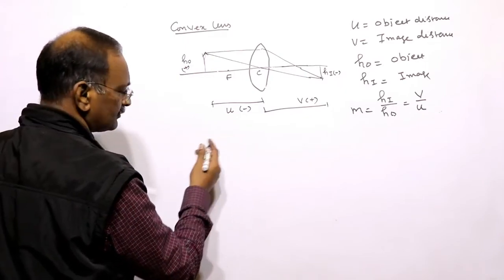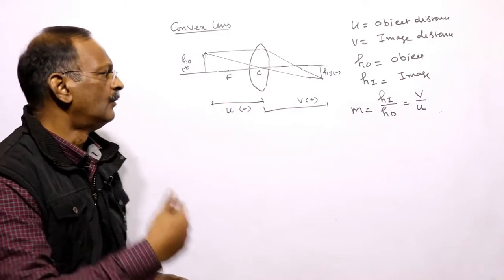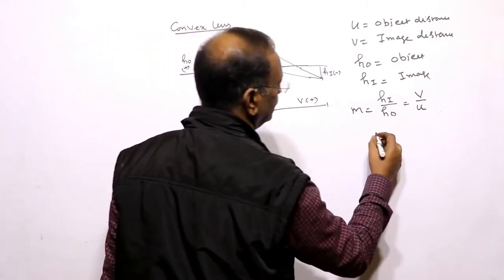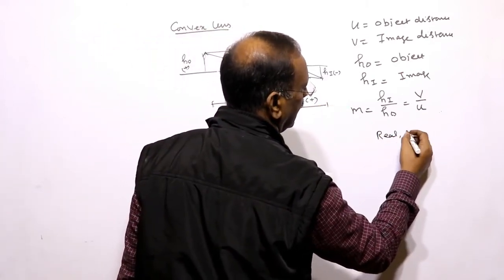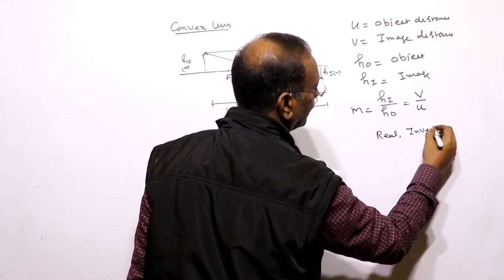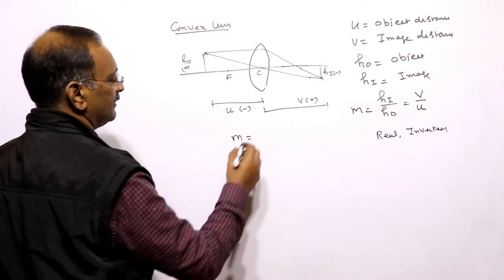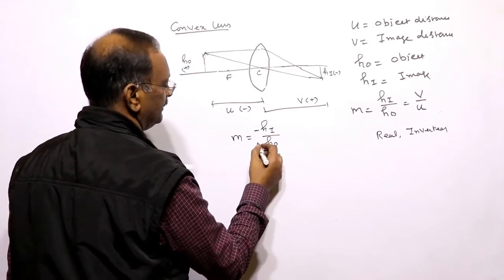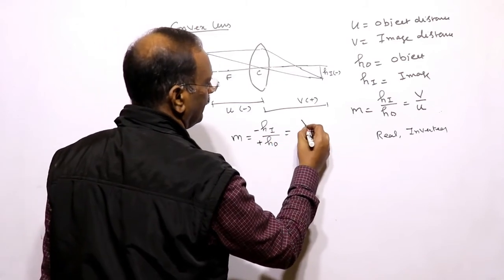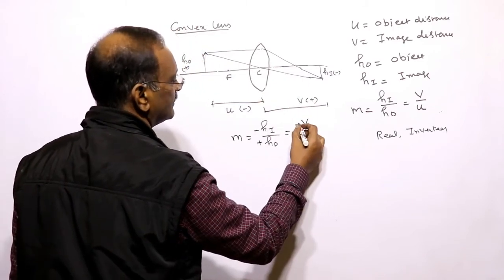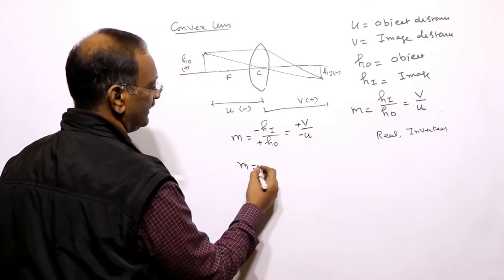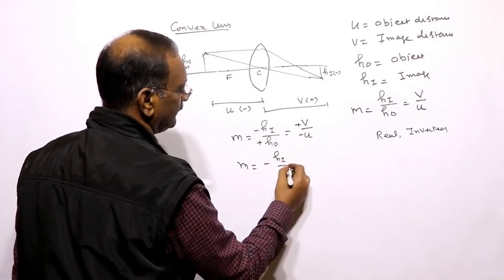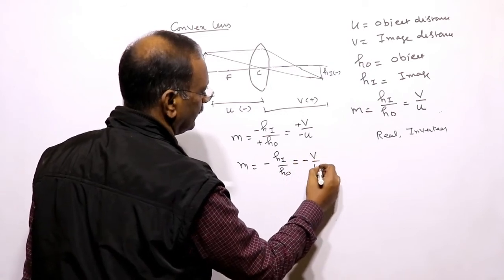In this case, we'll write a simple relation instead of going for complicated calculations. We say magnification of a convex lens, here the image formed is real and inverted. So we can write in terms of height of image by height of object. Since height of image is negative, height of object is positive, it is equal to image distance by object distance. Image distance is positive, object distance is negative. So magnification, we write it here. HI by HO is equal to minus V by U.